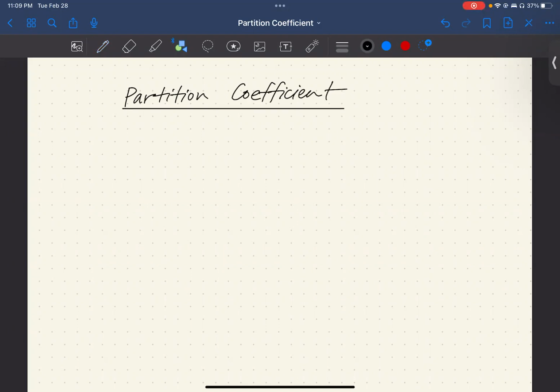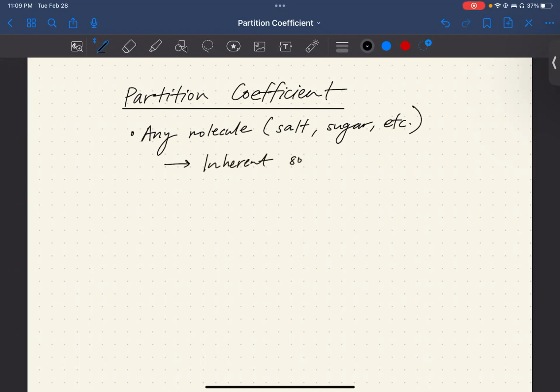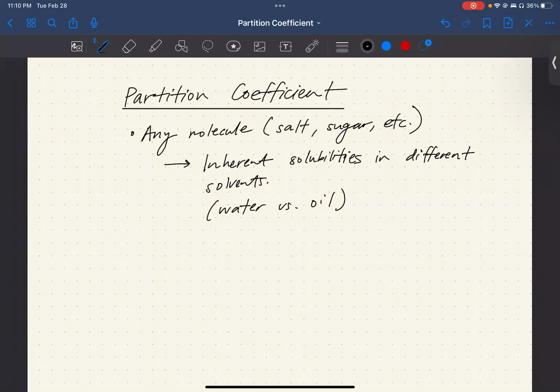Great. So the partition coefficient describes, for any molecule, and that can include salt, sugar, any kind of molecule that we want to think about, we know that it has some inherent solubility. And this varies. So it's actually solubilities in different solvents. Let's think about that. If we put salt, let's say, in water, we expect it to be more soluble than if we're putting it in oil, right? Water versus oil, and we expect to see a higher concentration of dissolved salt in water versus oil, right?